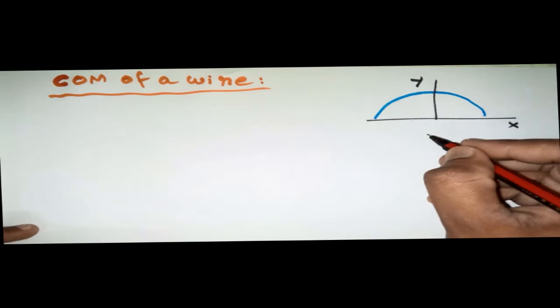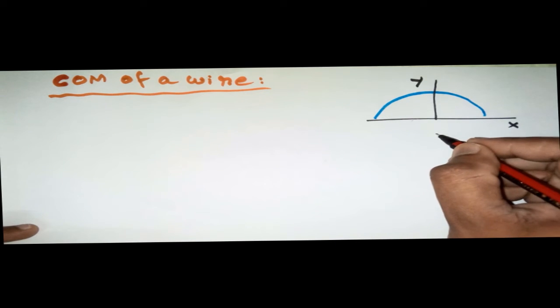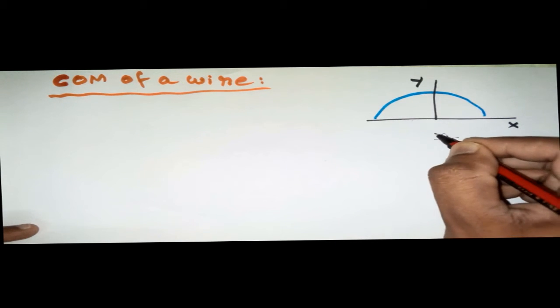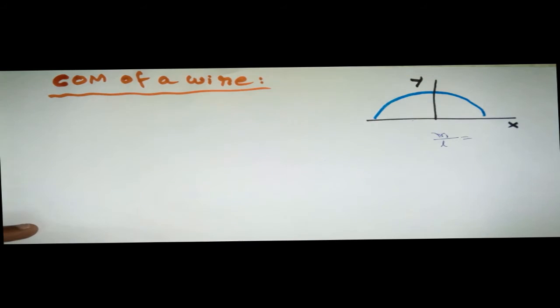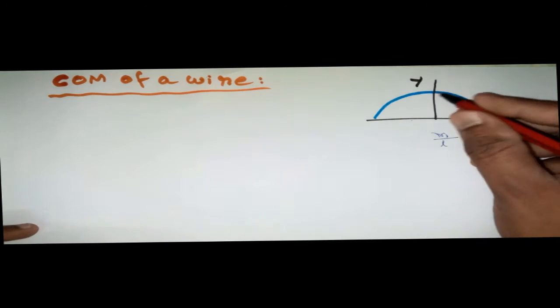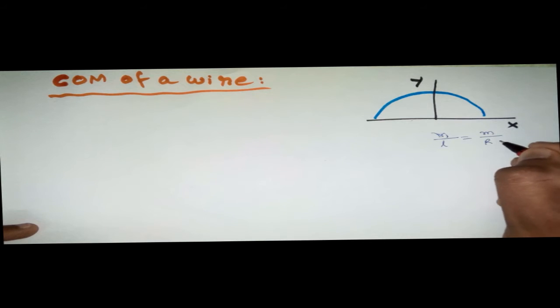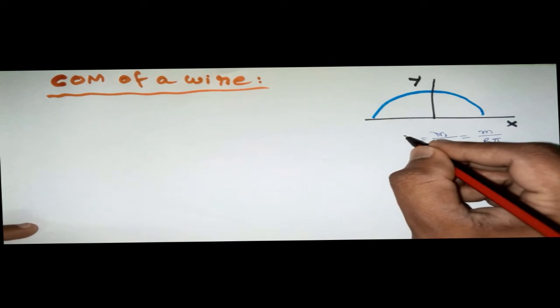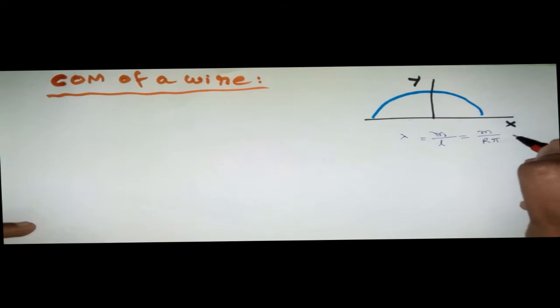Linear mass density means mass per unit length of the wire. What is the mass of the object? M. Total length of the wire is equal to radius times the angle at the center, so lambda is some constant value. Now, this is also equal to dm by dl.